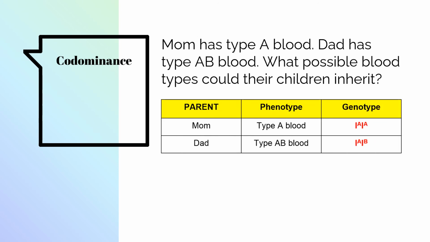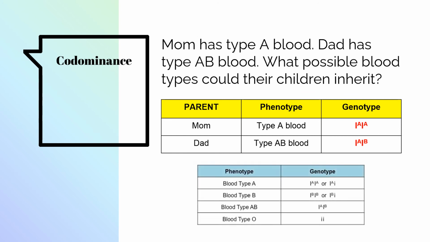Let us have this table. For the parent, we have mom and dad. For the phenotype, the blood type of mom is type A blood. Let's say it is homozygous. That's why it's IAIA. For dad, we have type AB blood. So that would have a genotype of IAIB. So again, we use the table as a pattern for our genotype.